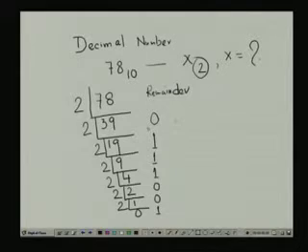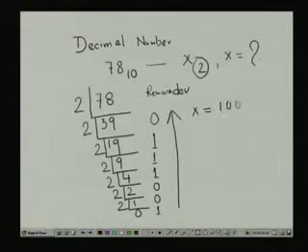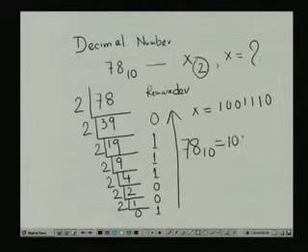Now, as it is an integer, I will take the remainders in reverse. My x is 1 0 0 1 1 1 0. So, it means that 78 in the decimal number system is converted to 1 0 0 1 1 1 0 in the binary number system. So, this is how I do it for an integer in decimal.